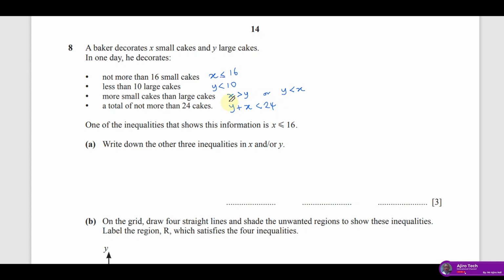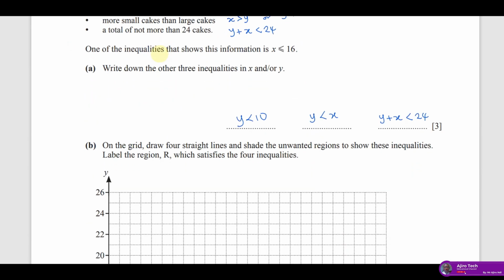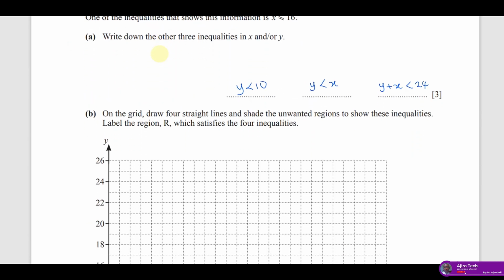So to write down the other three inequalities, the first one is y less than 10, the second one is y less than x, then you have y plus x less than 24. This will be our three equations. Now, on the grid, draw four straight lines and shade the unwanted region. Take note, the unwanted region is what should be shaded.